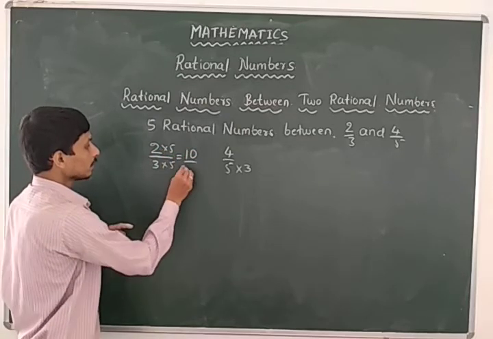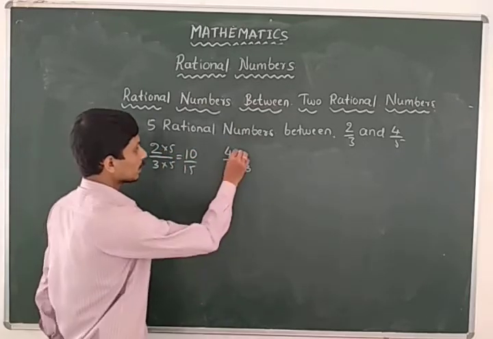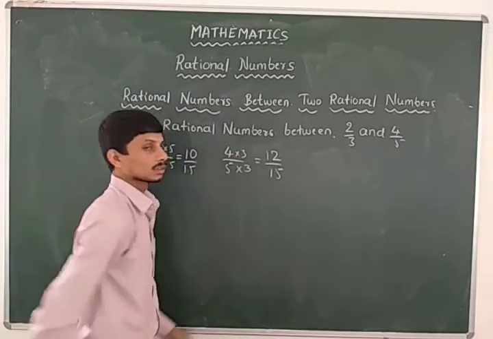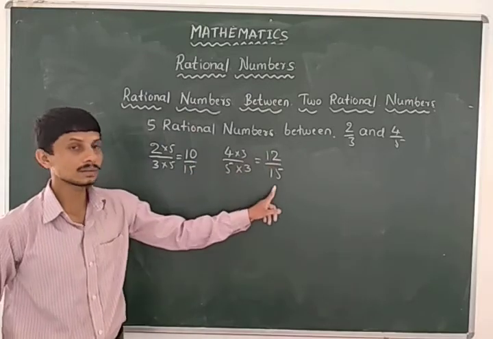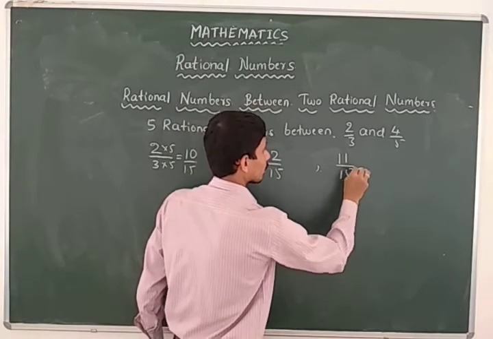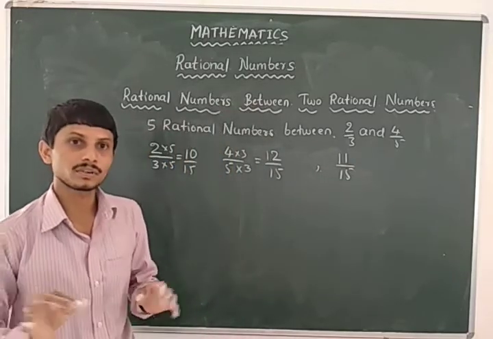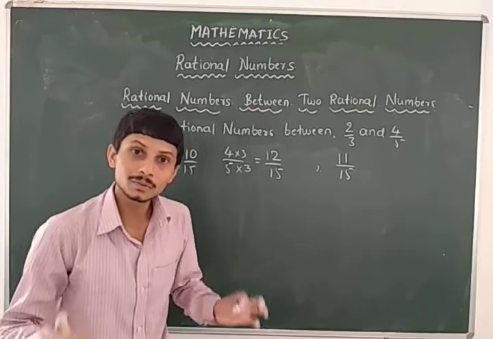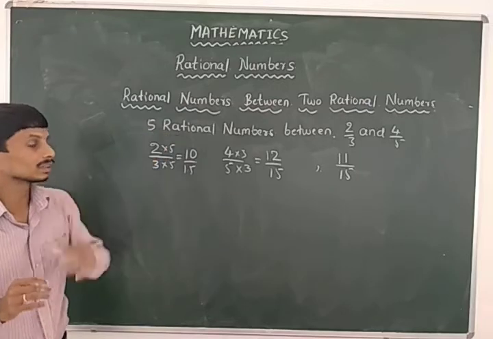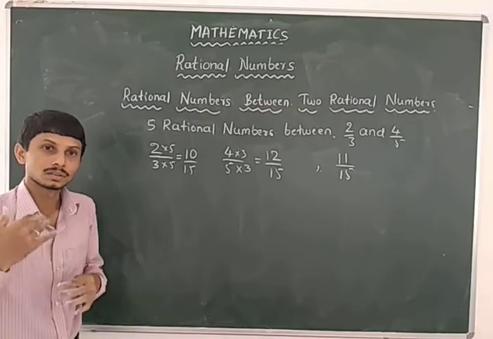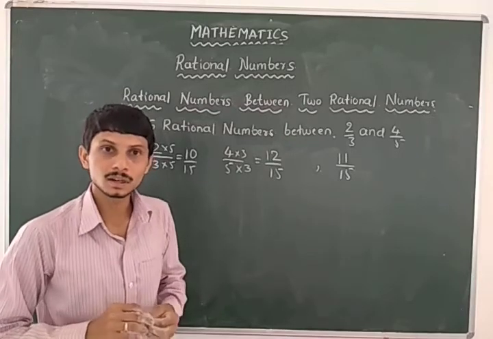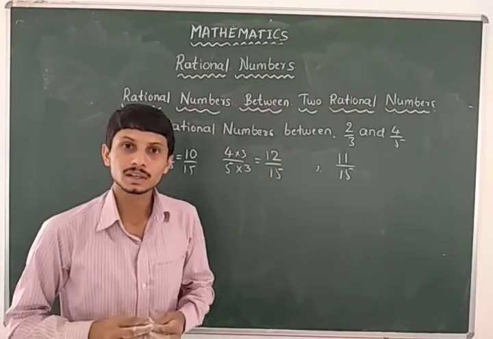This becomes 10 by 15. And we multiply with 3 here, there is 12 by 15. So between 10 by 15 and 12 by 15 we get only one rational number, 11 by 15. We found only one rational number, but we want 5 rational numbers between these two numbers. So we have to increase the denominator, and after increasing the denominator, we get some other rational numbers.